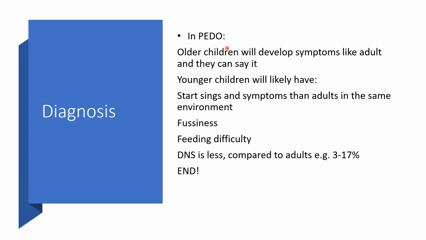Now, the pediatric age group is a bit different, because older children will be able to tell you that they are feeling this way or not, and they will develop symptoms just like adults. The younger children, the story will be a bit different. They will not be able to tell you they are feeling this way or not. Then the younger children will start signs and symptoms earlier than adults in the same environment. Like, they are in the same house. It's the children there that will present in the hospital earlier than the adults, if the parents take them to the hospital immediately anyway.